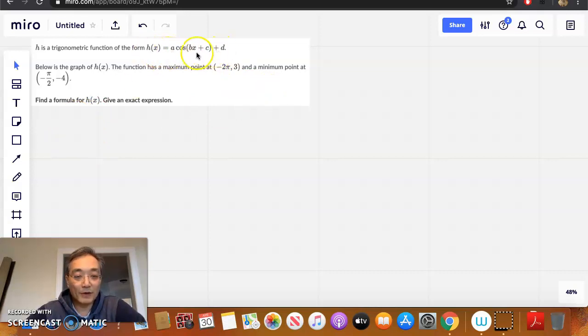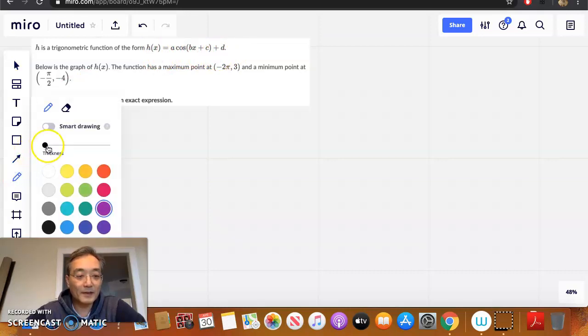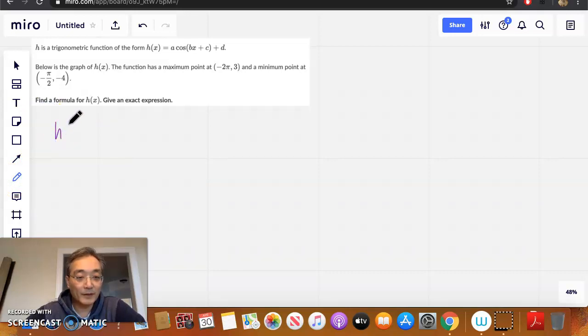Now, you can write it like that, but I like to write it in this form because it helps me make fewer mistakes. This is how I like to write it. h of x is equal to a cosine, and I'm going to take the frequency out. I'm going to put a double parentheses here. I'm going to put b times x plus c, and then close parentheses, and then plus d.